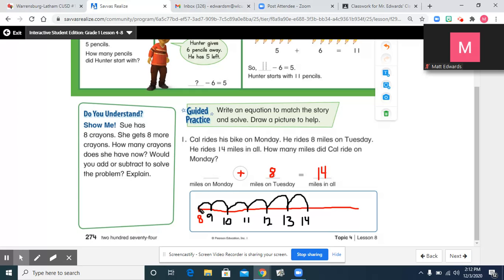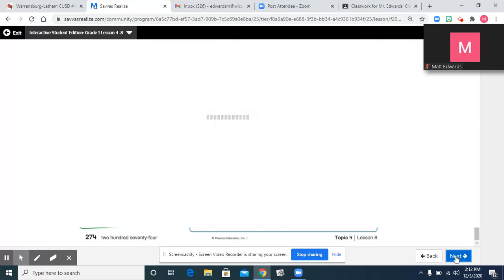Okay, here we go. Let's count the hops. 1, 2, 3, 4, 5, 6. So our answer is 6. So 6 plus 8 equals 14. If you want to use your number grid or number line to check it to make sure it works, that would be good, just to make sure your answer is correct. But here's the number line. All you have to do is look on here. Okay? All right, look at the next page.